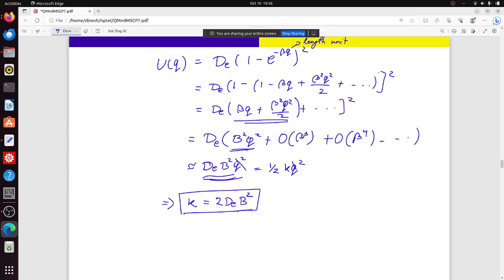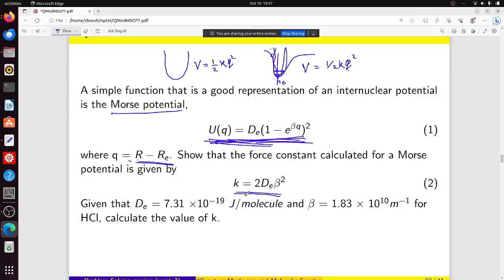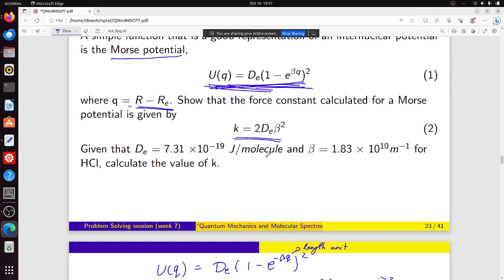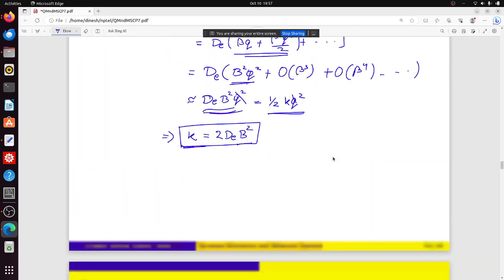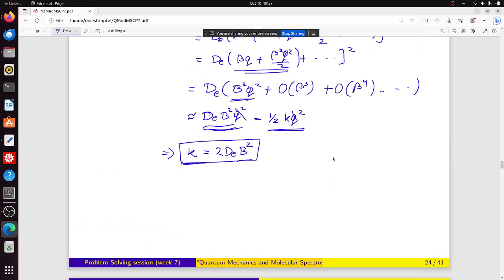So what we did, we approximated this potential to a simple harmonic potential. That means we equated the potentials, and from this equation we got the value of k to be 2 dE beta square. So we were asked to show that k equals 2 dE beta square. Now dE value is given and beta value is given, so we can calculate the k value, right?